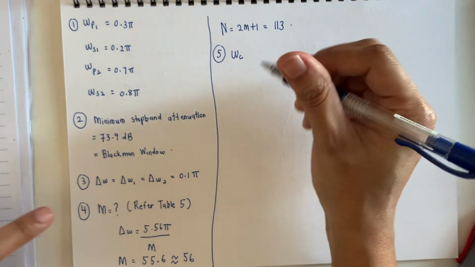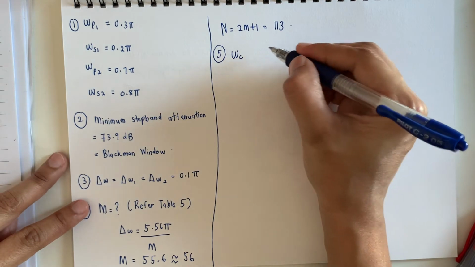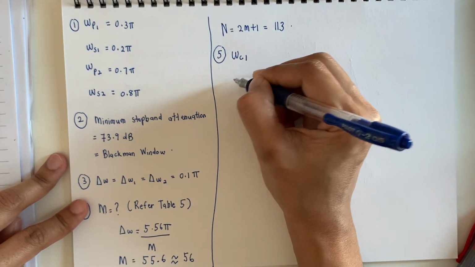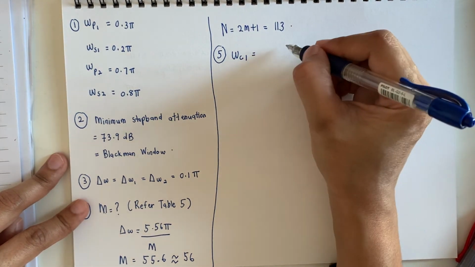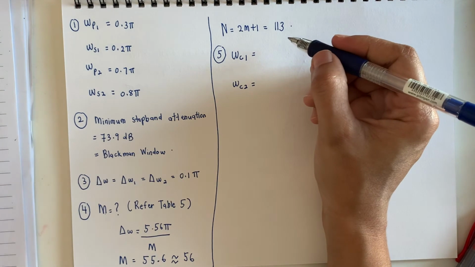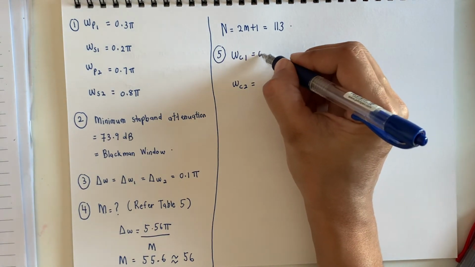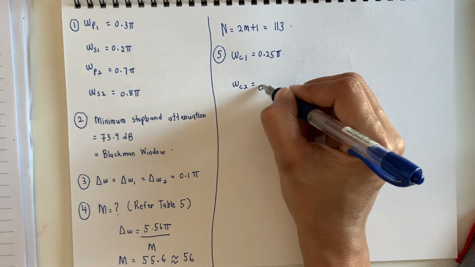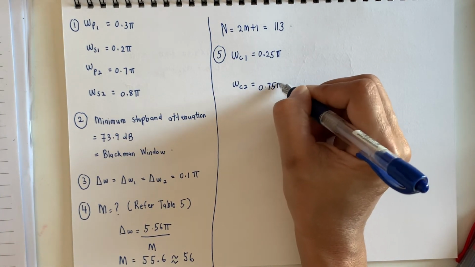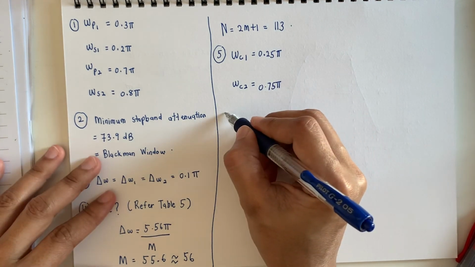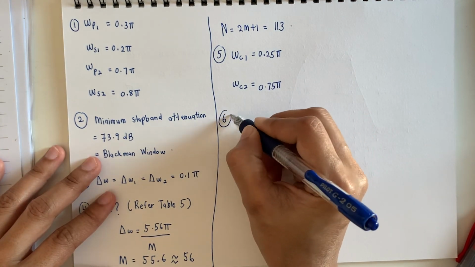For bandpass filter, we have 2 cutoff frequency values, right? So we have Wc1 and then we have Wc2. So refer to your tolerance diagram. From your tolerance diagram, you know that your first cutoff frequency is 0.25, your second cutoff frequency is 0.75.